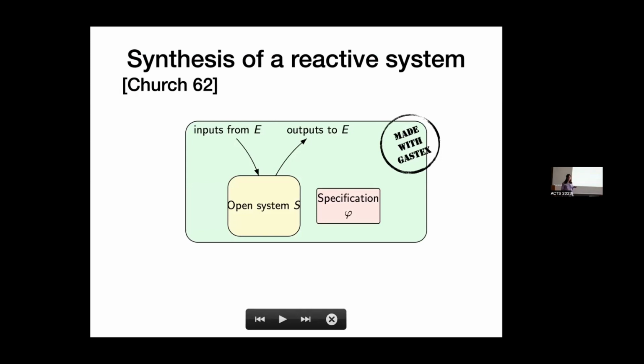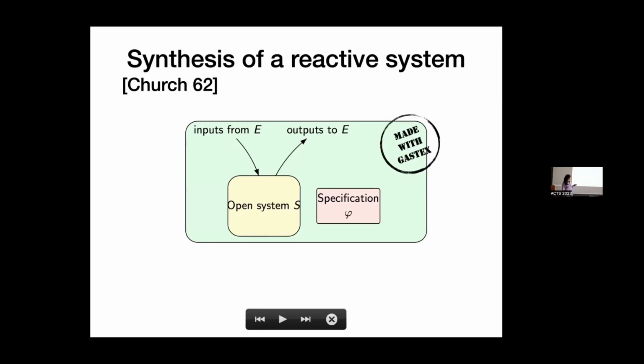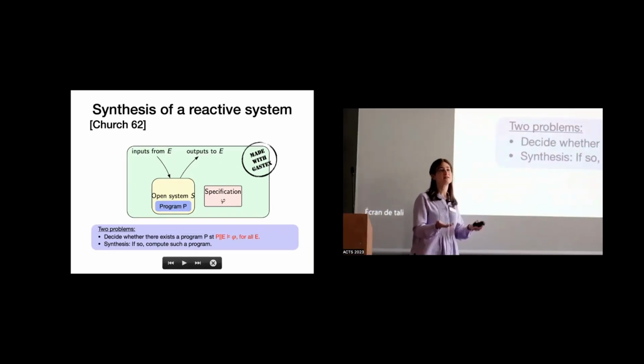So what's the synthesis problem? You're given an open system which receives input from the environment and responds with outputs to the environment. And in a synchronous way, we have a clock that synchronizes this interaction, and you're given a specification that specifies how the system should behave. And with that, you want to decide whether there exists a program for your system such that every execution of the program in parallel with the environment will satisfy your specification phi. And this, however the environment behaves. And the second part of this is if such a program exists, you want to synthesize it automatically.